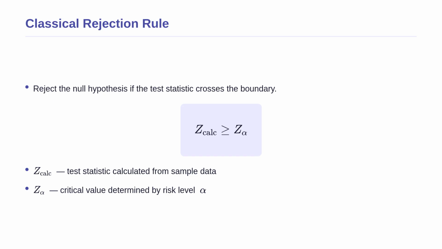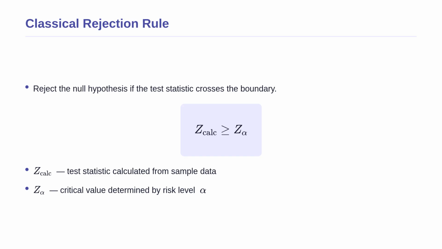This brings us to the mathematical rule for the classical approach. Conceptually, you are setting a trap with a fixed boundary, and if your data steps into that trap, you throw out the null hypothesis. The formula is z-calc greater than or equal to z-alpha. Here, z-calc is the test statistic calculated from your sample data. Z-alpha is the critical value determined by your chosen risk level, alpha.